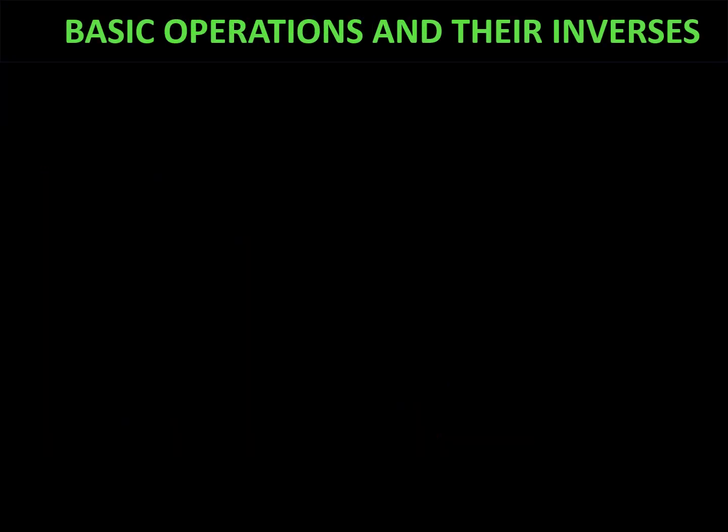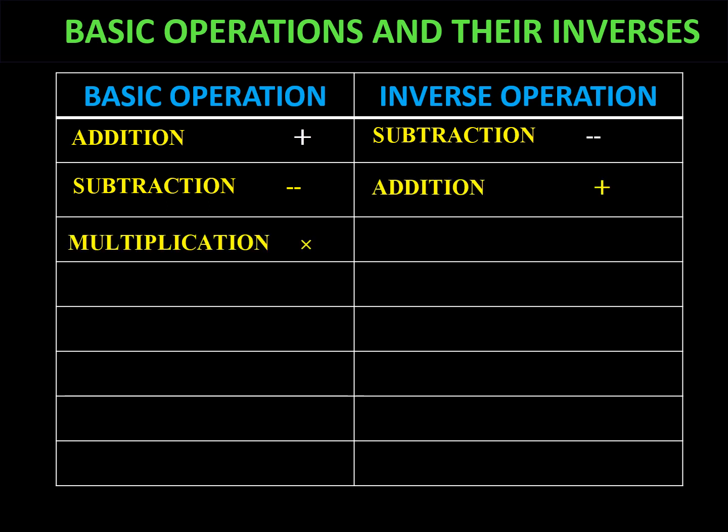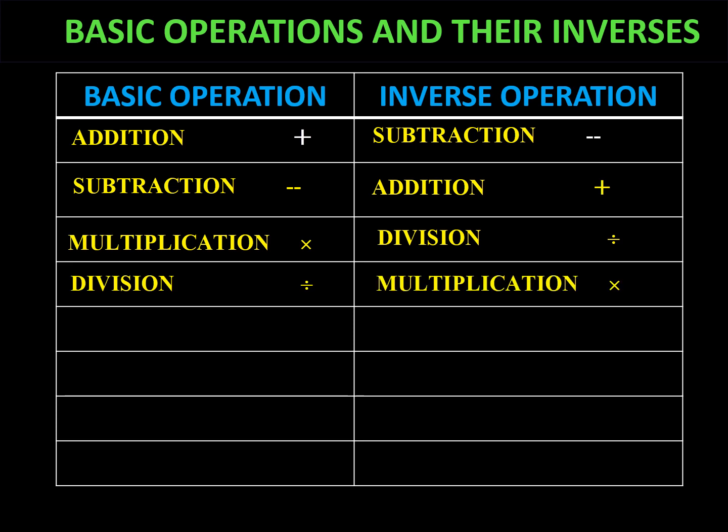Now, just look at some of our basic operations that we've been working with since we started with mathematics at school. Addition. What is the inverse of addition? That's correct, subtraction. And if I take subtraction, what's the inverse of subtraction? That's correct, it's addition. So addition and subtraction are inverses of each other. Multiplication, and there we have division. And the inverse of division will be multiplication.